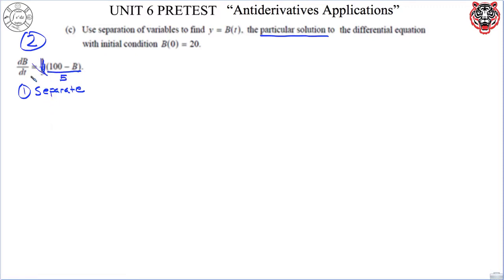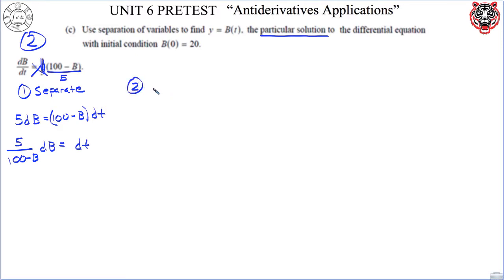So when I separate, I'm going to cross multiply. So I get 5 dB is equal to 100 minus B, that entire thing times dt. Okay, now I notice that I have a B on the right when I should have all my B's on the left, so I'm going to divide everything by 100 minus capital B. So I'm going to have 5 divided by 100 minus B dB is equal to dt. Perfect. I have separated correctly.